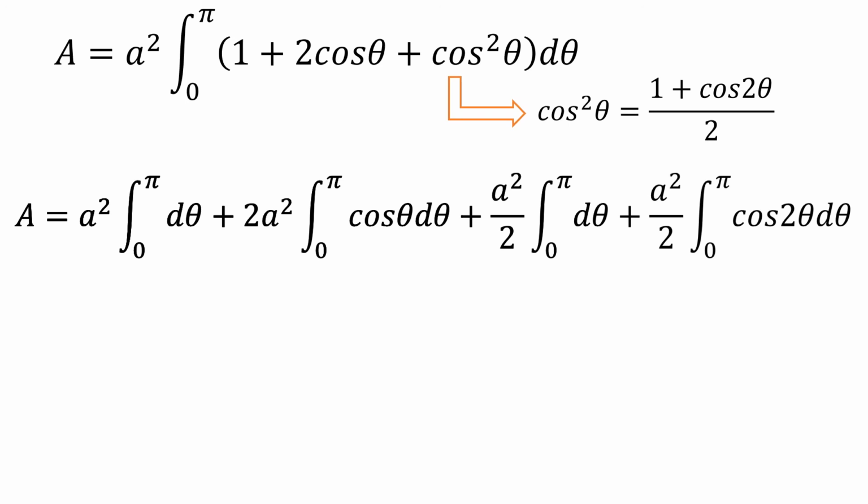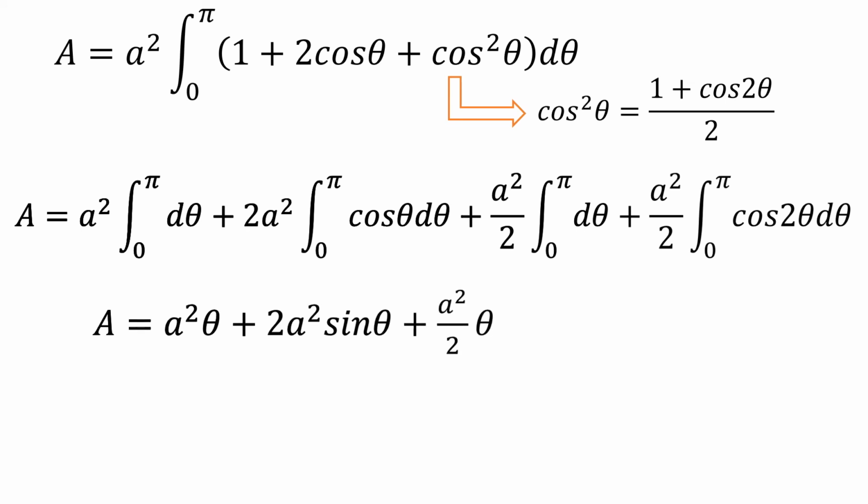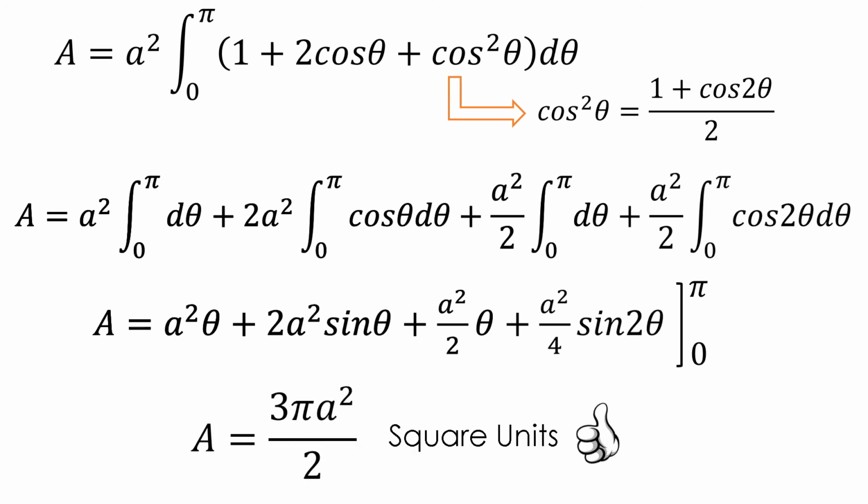Integrating, we get A is equal to a squared theta plus 2a squared sine theta plus a squared over 2 times theta plus a squared over 4 times the sine of 2 theta with limits from 0 to pi. Evaluating the limits, we get a value of 3 pi a squared over 2 square units.